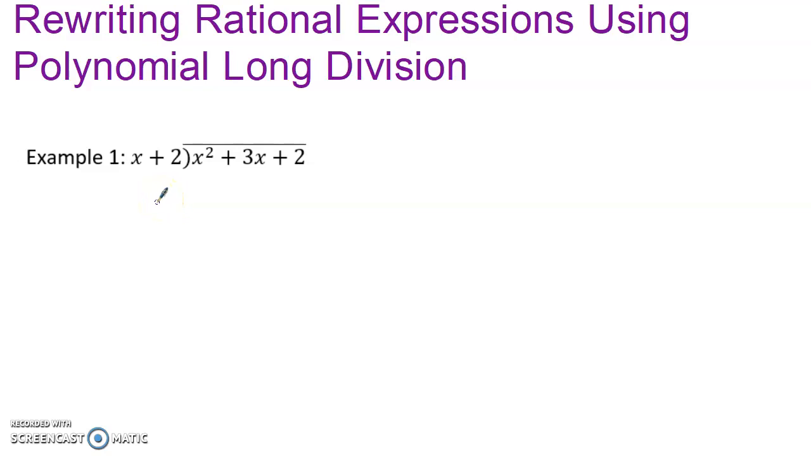Okay, so today we're going to be rewriting rational expressions using polynomial long division. When we're faced with a situation like example number 1, the first thing we want to do is look at the first term in each part. So we think, what do I need to multiply x by to give me x squared? And the answer is x.